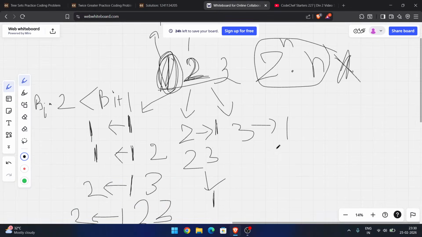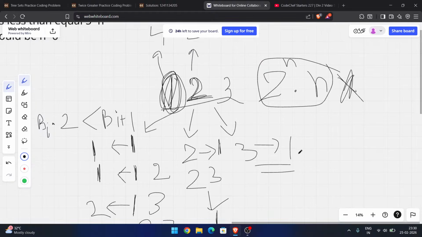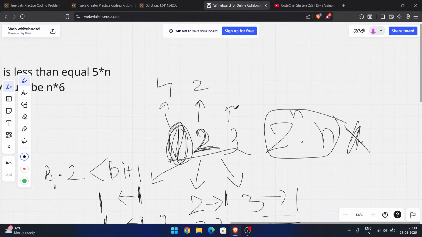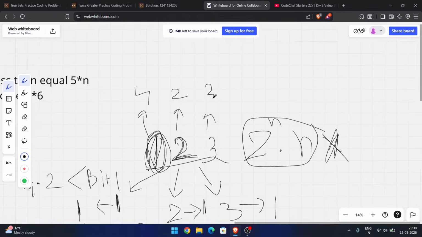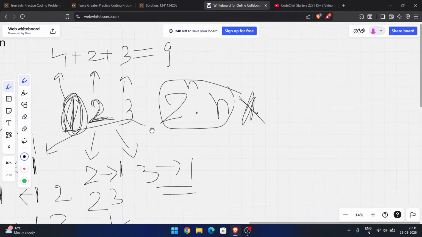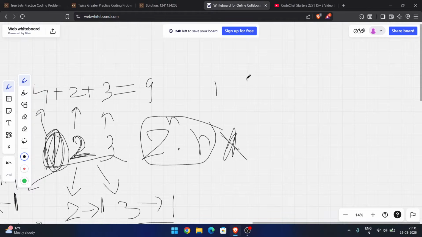Now for this 3, how many times would it be considered in the answer? So it would be 1 time and 2 and 3. So it would be 3. So if you sum this up, it would be 9. Okay. So if I can find the contribution of every index, how much contribution this index gives to the answer, how much this index gives, and how much this index gives, then by adding all of that, I can get the answer.